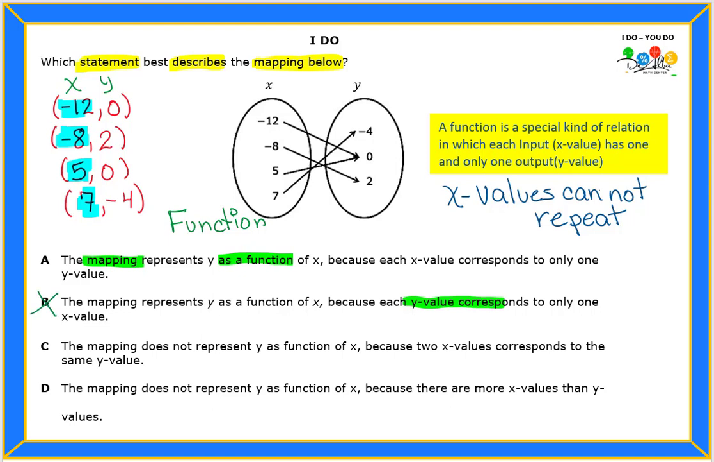What about C? What do we see on C? It says the mapping does not represent y as a function of x. So the fact that it says that does not, we know that's not true. We know that that is a function. So that cannot be my answer. Letter D says the mapping does not represent. So that cannot be my answer either, because I checked the mapping, I checked the x values, none of the x values are repeating, therefore this is a function.